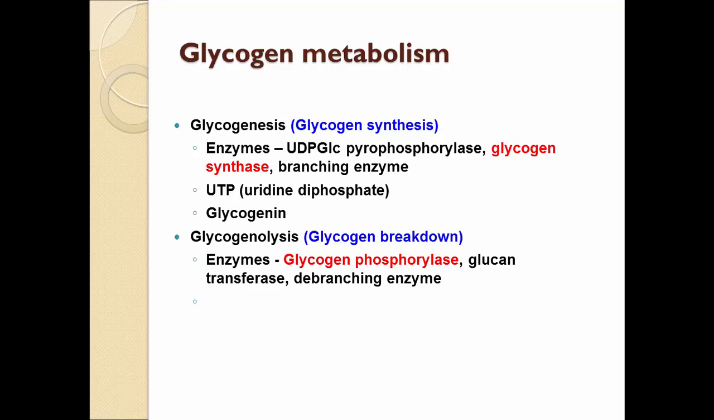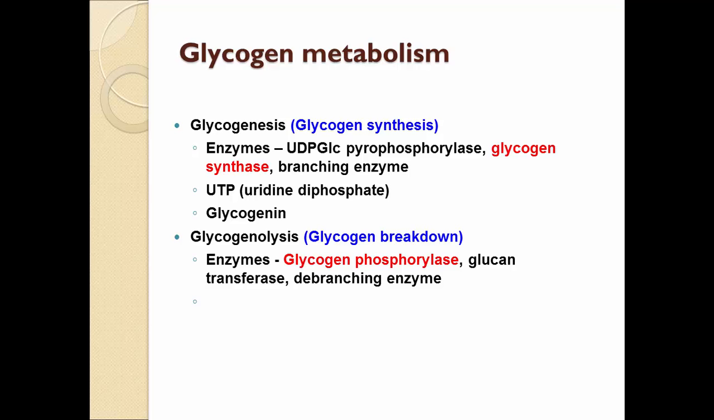And in addition to the three enzymes involved in glycogen synthesis, UDP is also needed. UDP basically serves to carry the glucose to the site for glycogen synthesis. And then the last thing is glycogenin. Glycogenin is a protein. It's very important for initiation of glycogen synthesis, right?